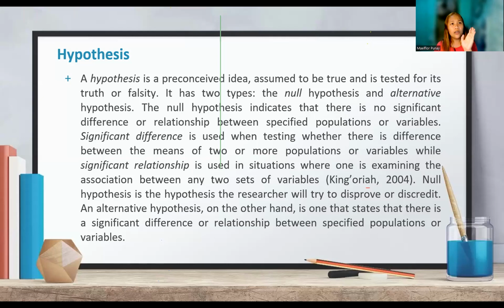While on the other hand, the alternative hypothesis is one that states that there is a significant difference or relationship between specified populations or variables. So the null is that there is no significant difference or relationship, while on the other hand, the alternative is that there is a significant difference or relationship.